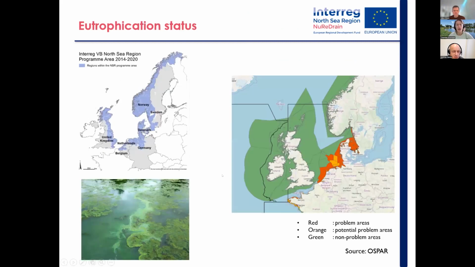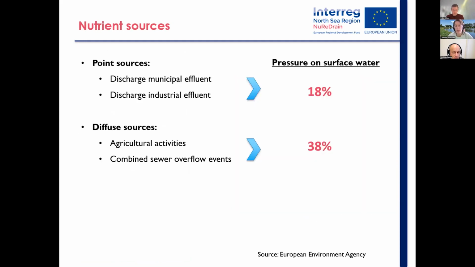Okay, so the NuReDrain project wants to combat eutrophication. We know that eutrophication is occurring more and more frequently in surface water, and this is linked to higher nutrient levels in the water. These nutrient sources can be either coming from point sources or from diffuse sources. And in the NuReDrain project, we focus on combating diffuse sources from agricultural activities.